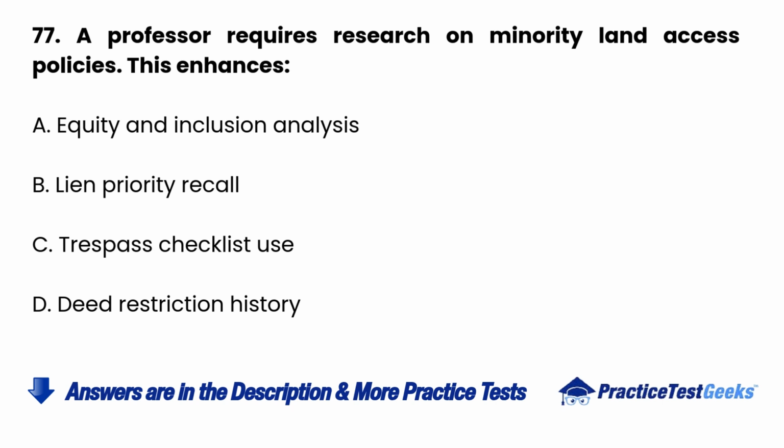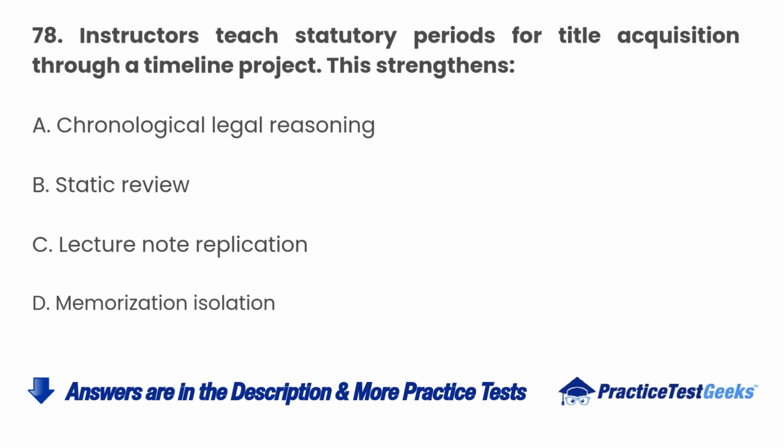77. A professor requires research on minority land access policies. This enhances A. Equity and inclusion analysis. B. Lien priority recall. C. Trespass checklist use. D. Deed restriction history.